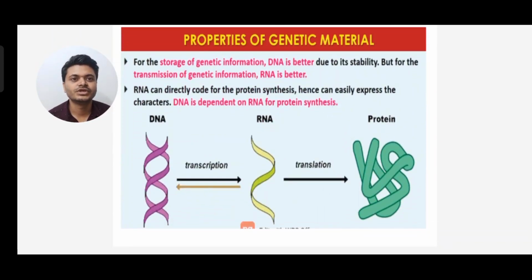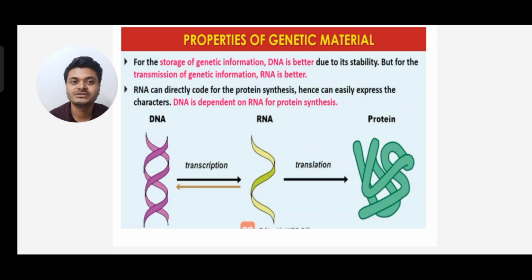For the storage of genetic information, DNA is better due to its stability, but for the transmission of genetic information, RNA is better. You should know these things. For transmission of genetic information RNA is better, but for storage DNA is better. RNA can directly code for protein synthesis, hence it can easily express the characters. DNA is dependent on RNA for protein synthesis.